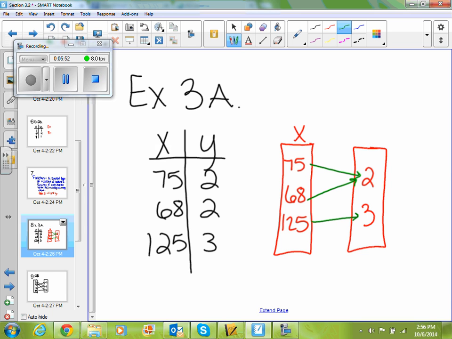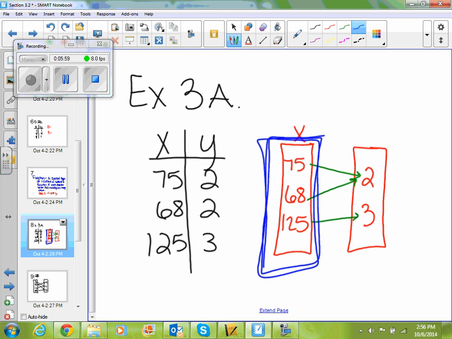And the only part of my map that I care about when I'm deciding if it's a function is my x part. Okay? I don't care about my y part when deciding if it's a function. So if I look at my x values, I have to count the number of arrows that come out of these. So there's one arrow that comes out of 75, one arrow that comes out of 68, and one arrow that comes out of 125. If there's only one arrow, then it's a function. If there's 2 or more arrows, then it's not a function. So this one's a function because there's only one coming out of each of those.